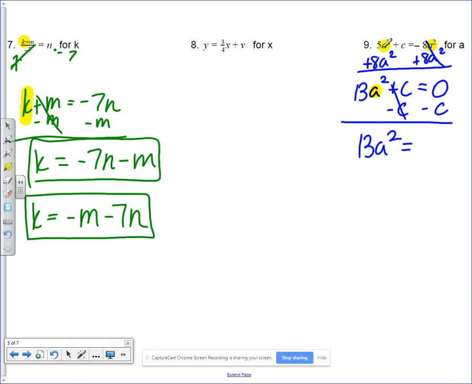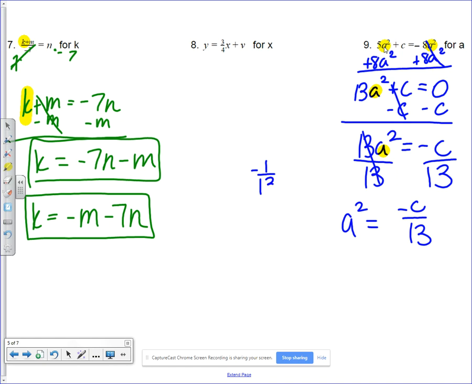Okay, I'm still trying to isolate the a. Divide by what? The 13, you're right. Do you guys see how the squared is right on that a? So we're going to get rid of the 13 first. Now I'm going to show you a couple ways to write this. You can leave it as negative c over 13. You also could say negative 1/13 c. Everybody agree that there's a 1 in front of the c? So you see why it would also be negative 1/13 c? I'm just going to leave it like this, I think.